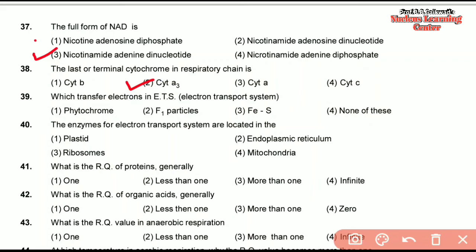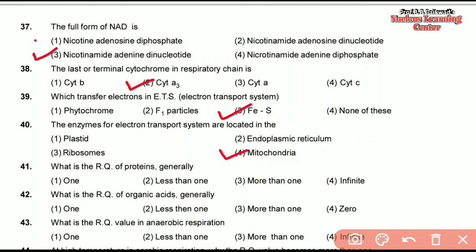Okay. Next question, which transfers electrons in ETS? In electron transport system, which transfers the electrons? So electrons are transferred by iron sulfur FeS complexes. 40 number MCQ is given there. The enzymes for electron transport systems are located in mitochondria.